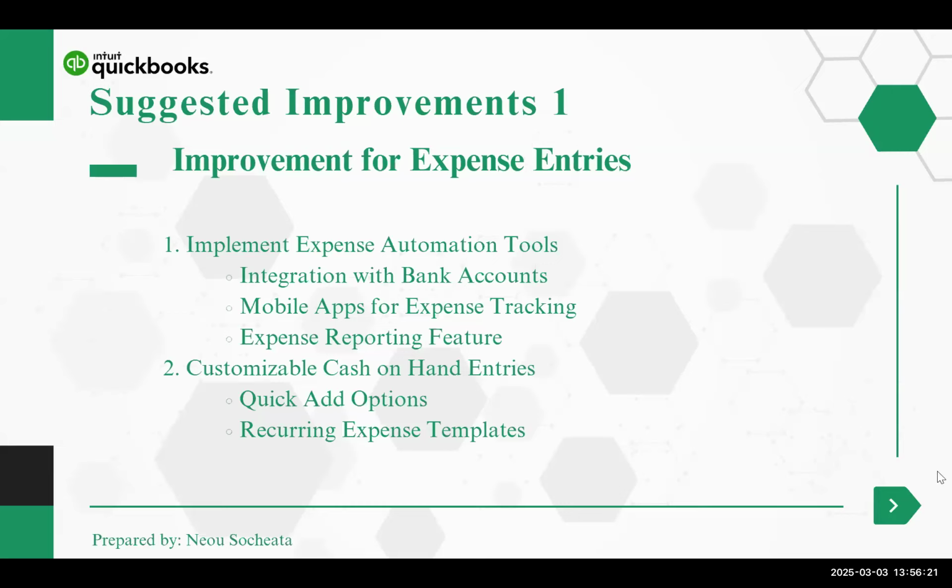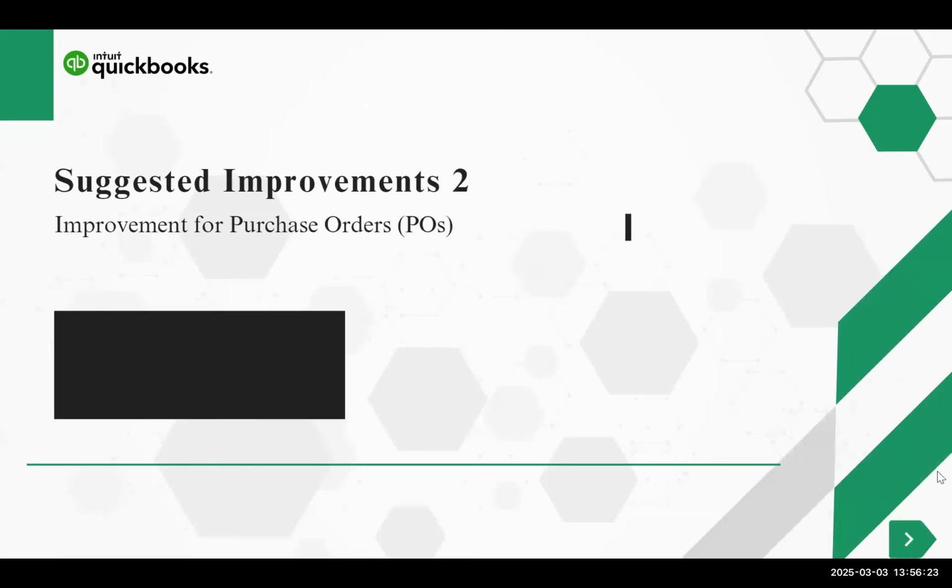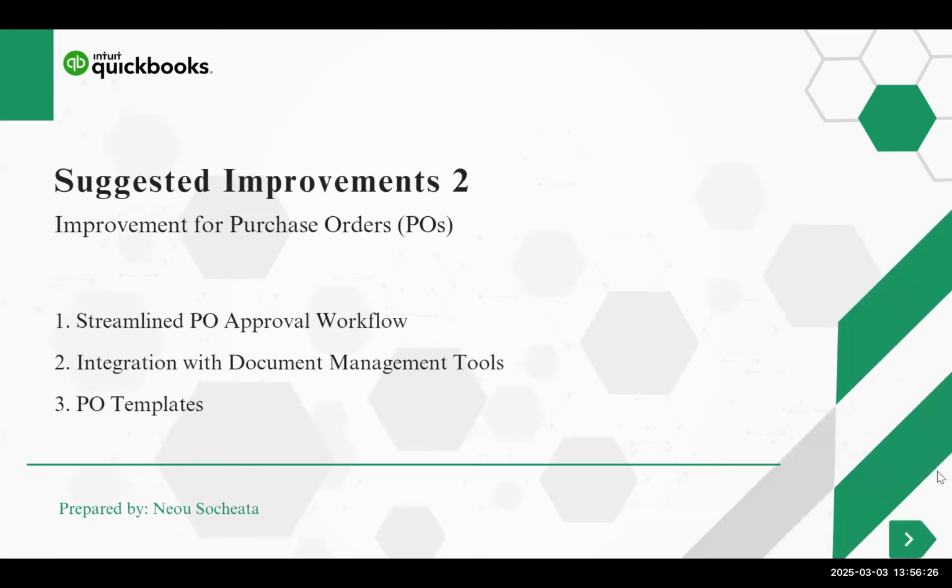The next one is suggested improvement for purchase orders. Number one, streamline purchase order approval workflow. Automated approval flow: implement an automated PO approval system with QuickBooks, where managers can approve or reject PO directly in the system without relying on email or paperwork. Purchase order alerts: enable notifications to alert relevant parties about pending purchase orders, helping to speed up approval.